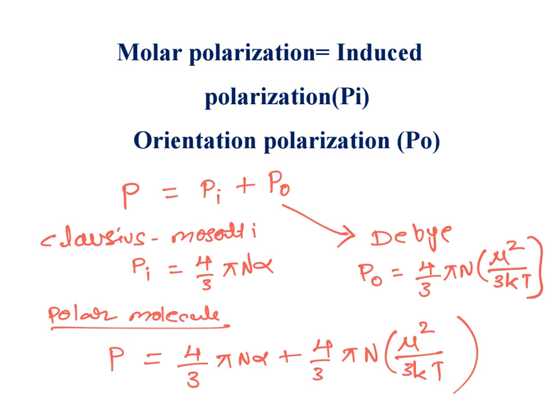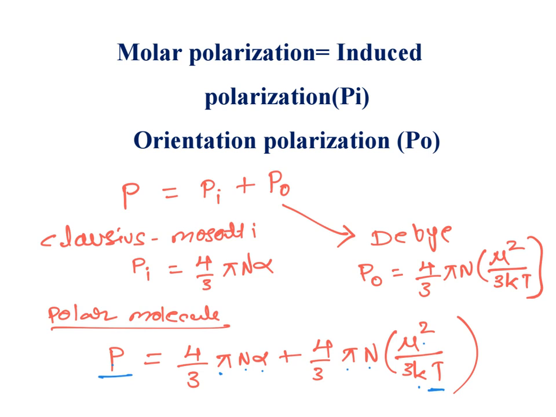So here this polarization always depends on the temperature term, and in the previous case we did not have a temperature term. So for a polar molecule, the dipole moment is always affected by temperature. So here 4 by 3 pi Avogadro number alpha is constant. Here pi n, dipole moment of a molecule and Boltzmann constant are constant. So we only have a relationship between polarization and temperature.